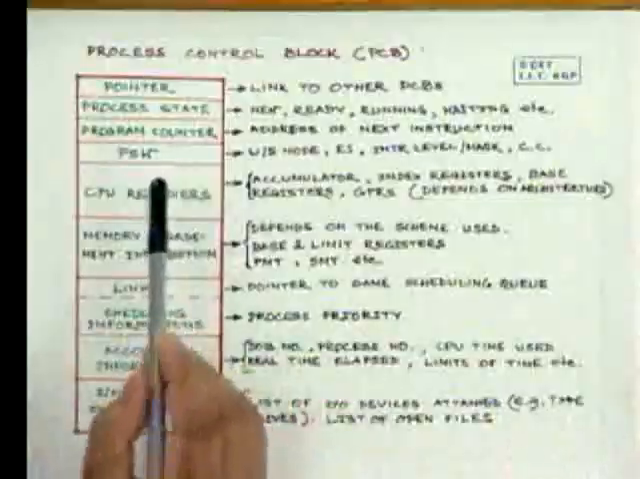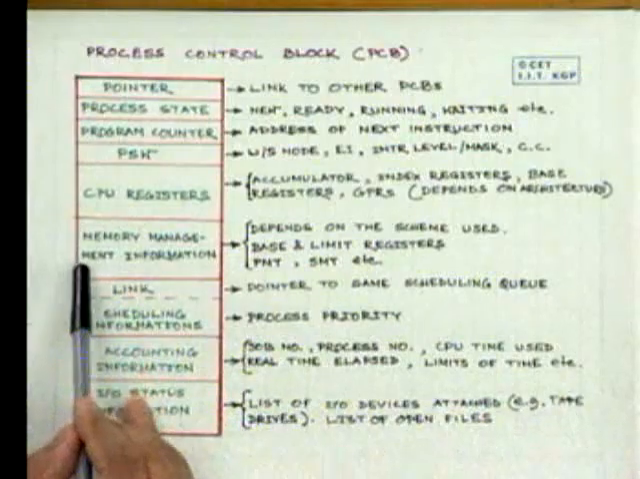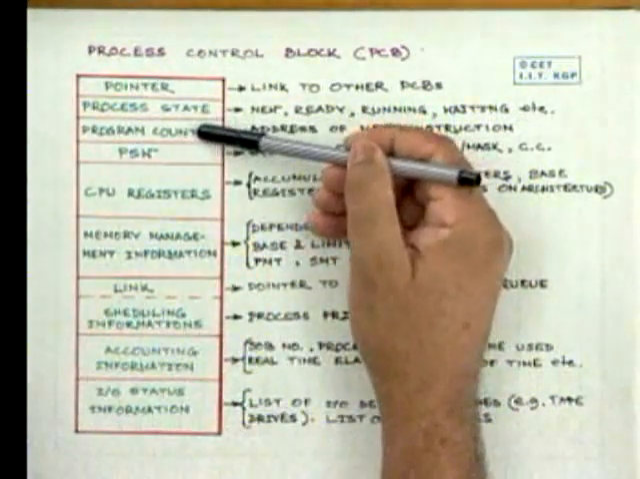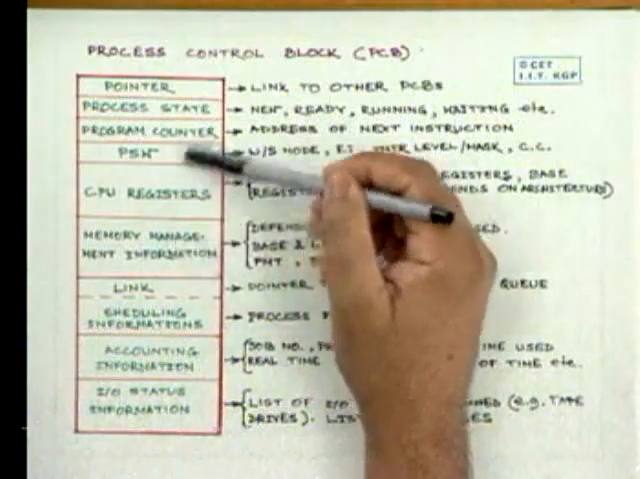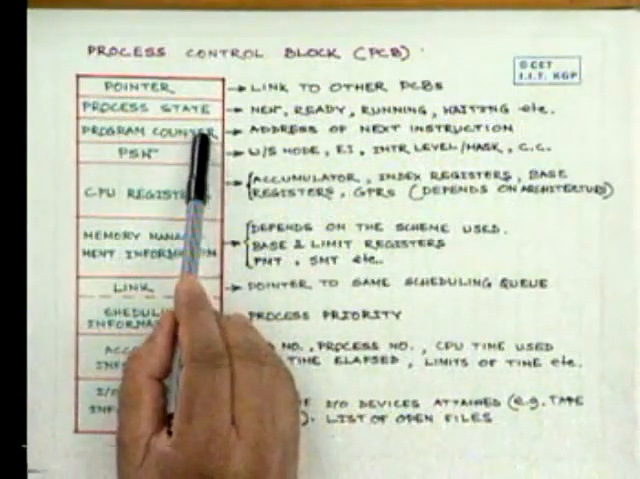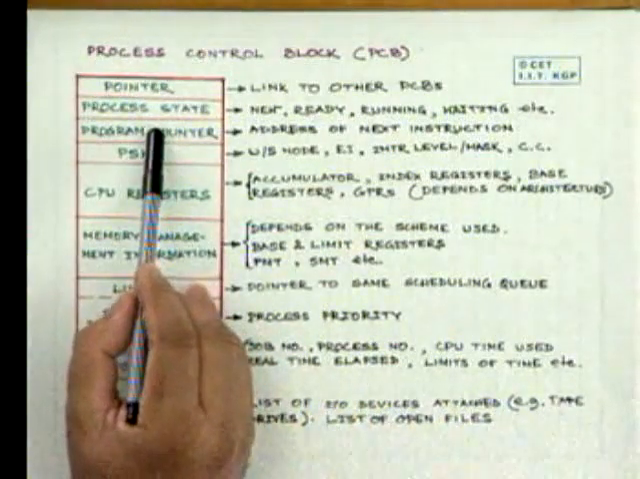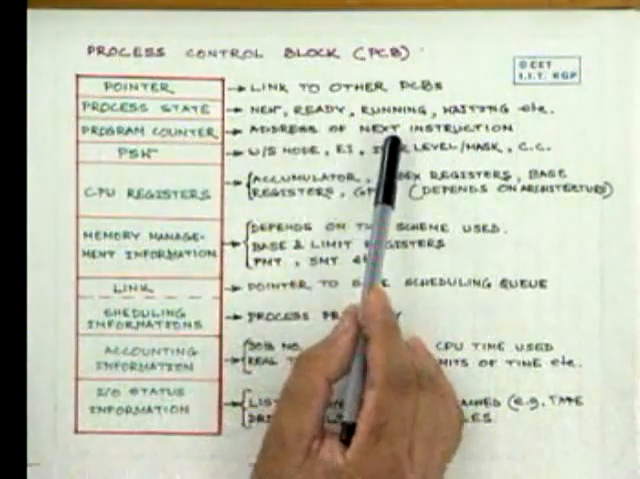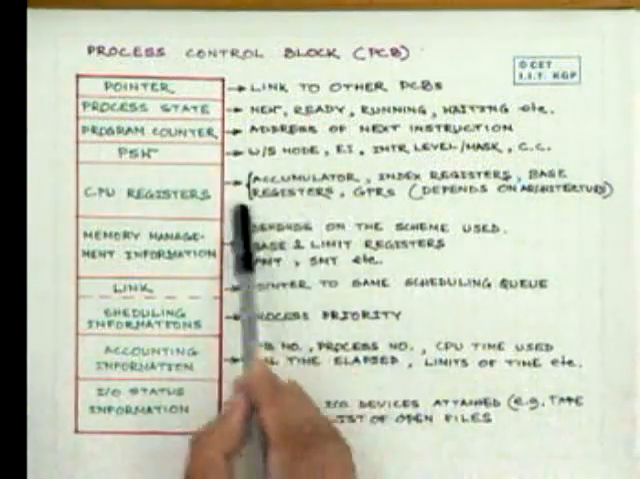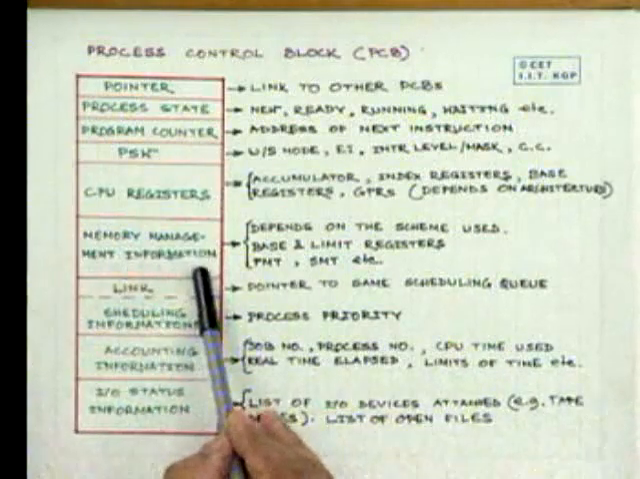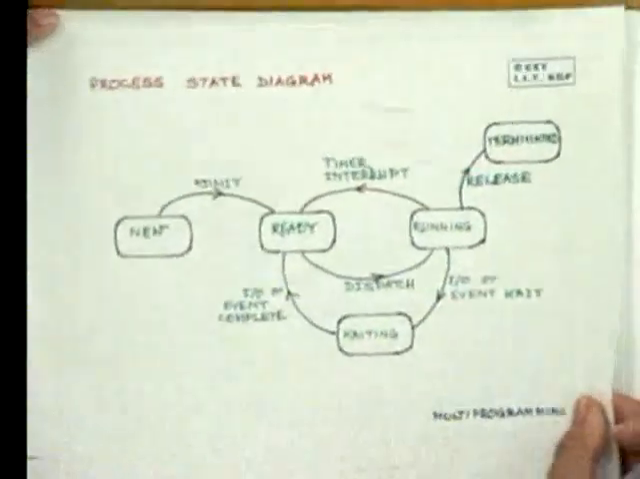Another important thing: starting from the program counter up to the memory management information, that means the program counter, processor status word, copies of CPU registers, and the memory management information, these fields naturally have their hardware components. If a particular process is executing, that means it is in the running state, then it has its own value of the program counter, its own processor status word, its own values of the CPU registers, and its own memory management information in the hardware.